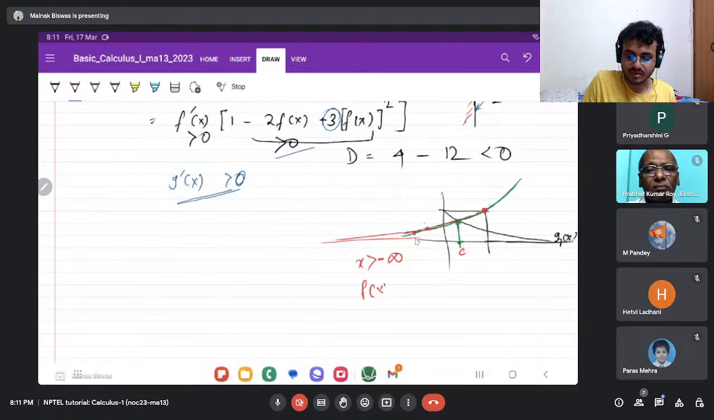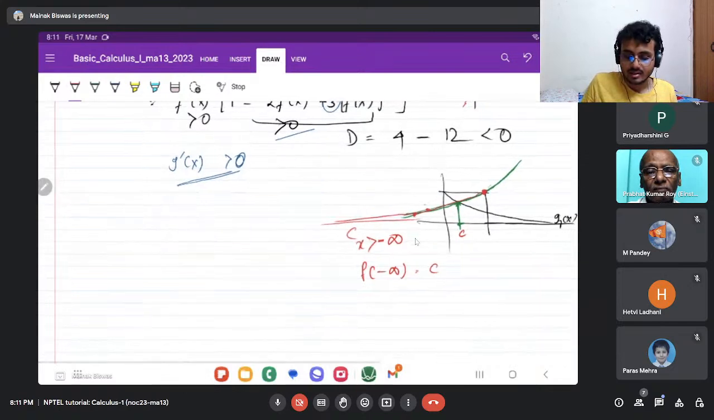F of minus infinity is equal to C. I am not considering it as minus infinity. Say it's C, some asymptote, right? Or K. And at f of C, you have this value, right? So f of 1 is this, and g of 1 is 1.